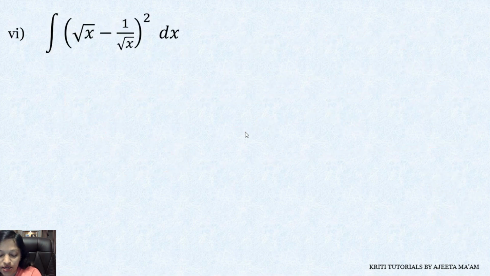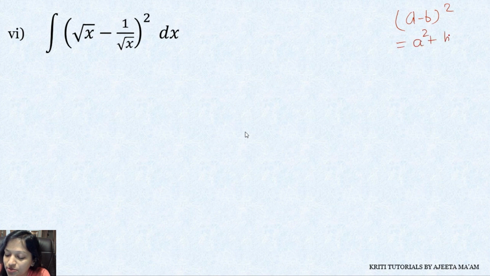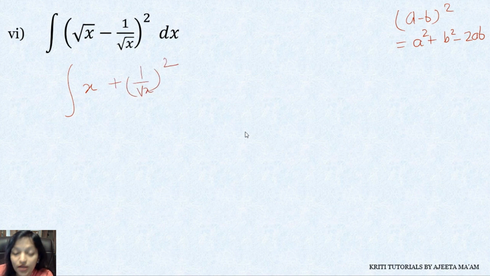Now let's do the next. Root x minus 1 upon root x whole square. So here first we will apply the formula for a minus b whole square. So what's the formula for a minus b whole square? a square plus b square minus 2ab. Now let's move on with this formula first and make the integral. So root x square is x plus 1 upon root x square is 1 upon x minus 2ab. So 2ab, right? So simply I am writing the steps.